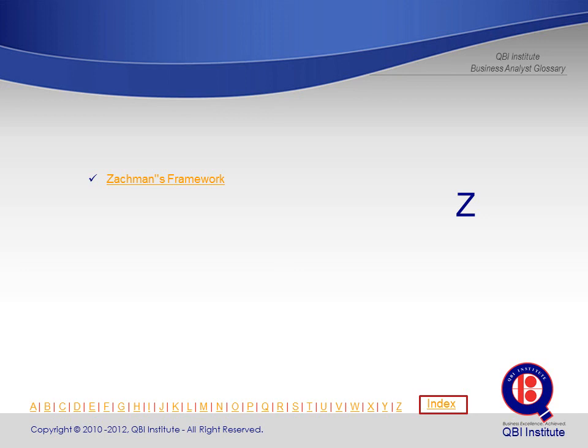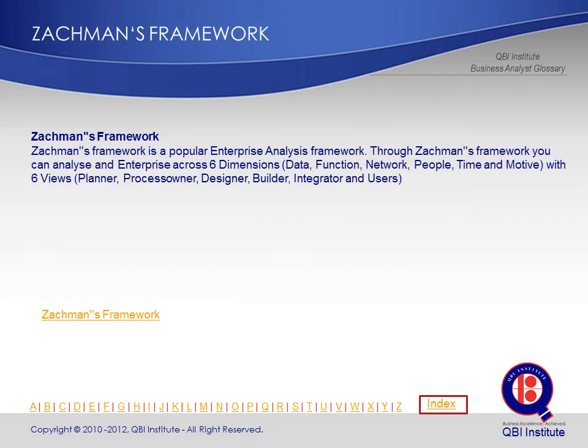Zachman's framework. Zachman's framework is a popular enterprise analysis framework. Through Zachman's framework, you can analyze an enterprise across 6 dimensions: data, function, network, people, time, and motive. With 6 views: planner, process owner, designer, builder, integrator, and users.